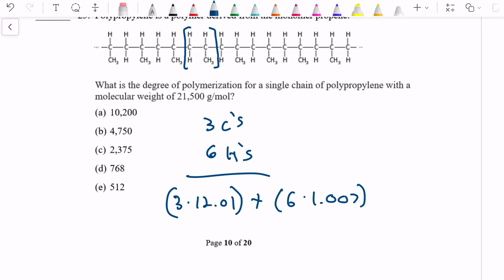Throw that in the TI-84. And my calculator's dead. Just kidding. Throw it in the iPhone.